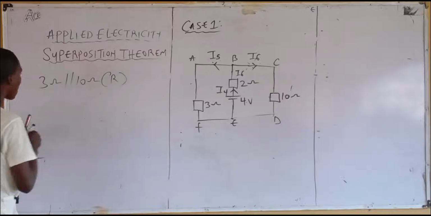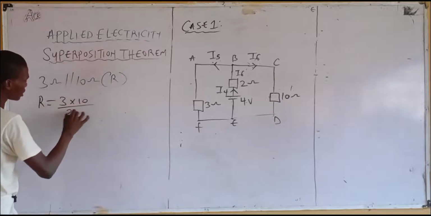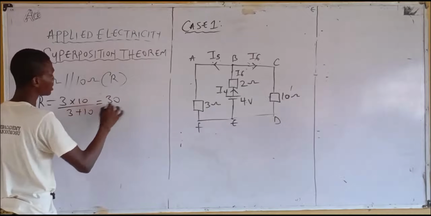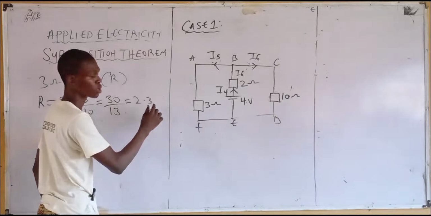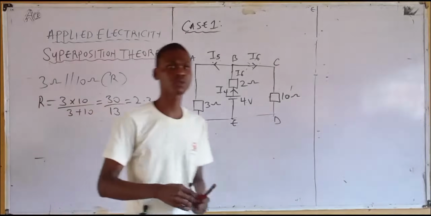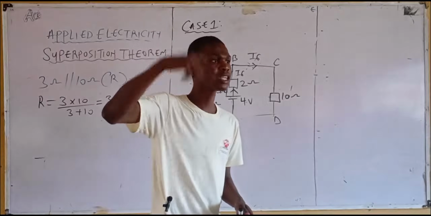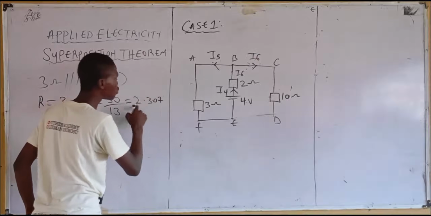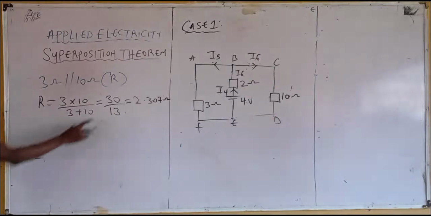So R is equal to 3 times 10 divided by 3 plus 10. That equals 30 over 13, which is 2.307. Please don't approximate for me, give me 3 decimal places. 2.307, yeah, I love that. 2.307 ohms. Now this is for the resistor.